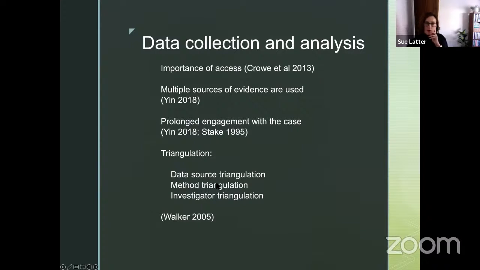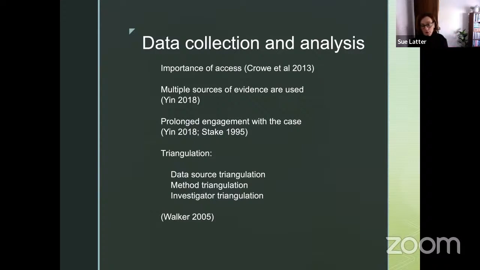And then another key defining feature of data collection and analysis is this idea of triangulation. So it might be triangulation through different sources of data. You might be triangulating your observation with your healthcare professional interviews and then your documentary analysis. You might also have some patient interviews in there. So different sources of data.